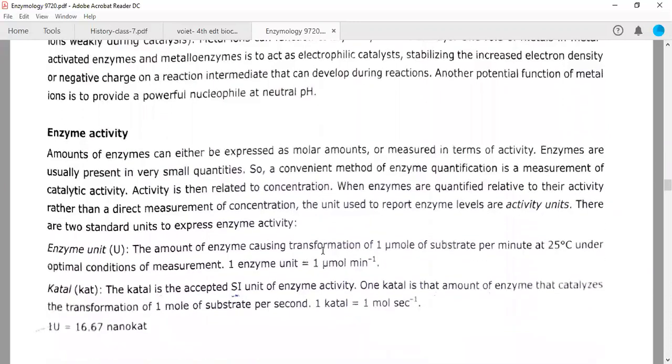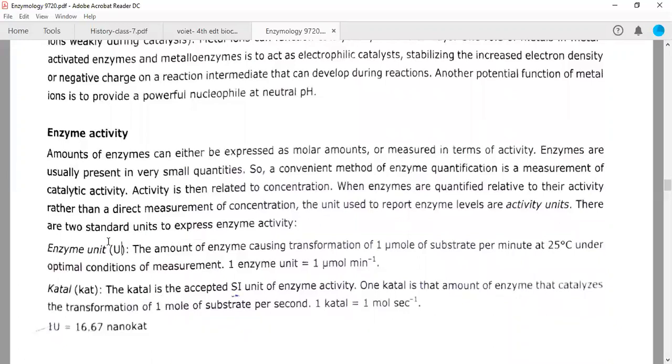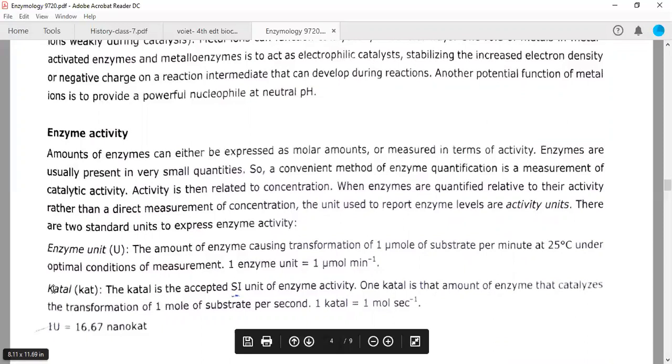Whenever we are talking about a chemical reaction, or a biochemical or catalytic reaction, we should express the activity in some units. There are two kinds of units. One is called the enzyme unit, U. This is the representation. If you find U somewhere, it is simply the representation of the enzyme unit. So you should now understand what an enzyme unit is, and what a katal is.